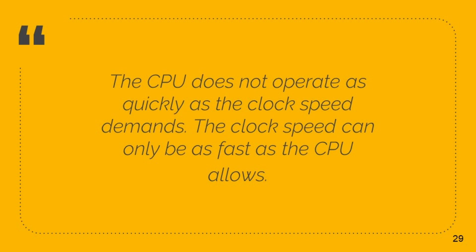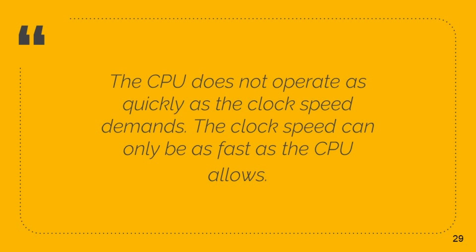The maximum clock speed of a CPU is determined by several factors related to its architecture, design, and manufacturing process. While the clock speed sets the pace at which the CPU processes instructions, the CPU's internal operations may not always keep up with the clock speed due to various limitations. Here are some reasons why the CPU may not operate as quickly as the clock speed demands.